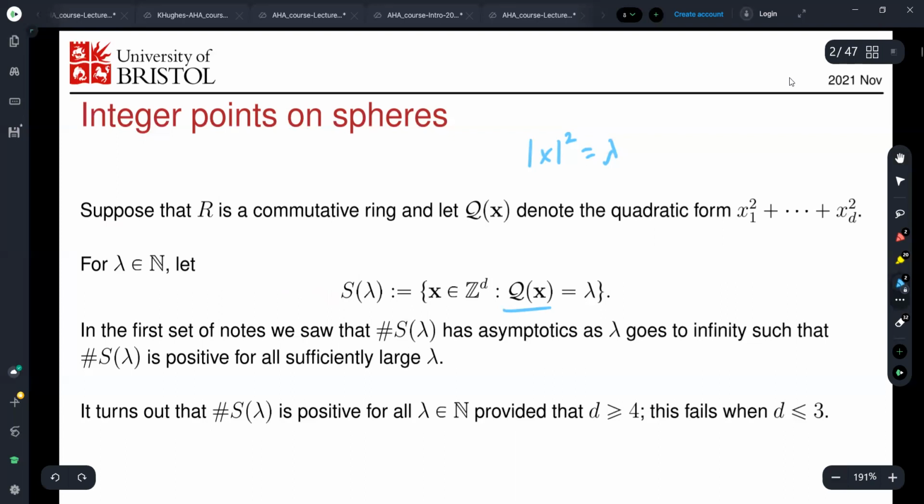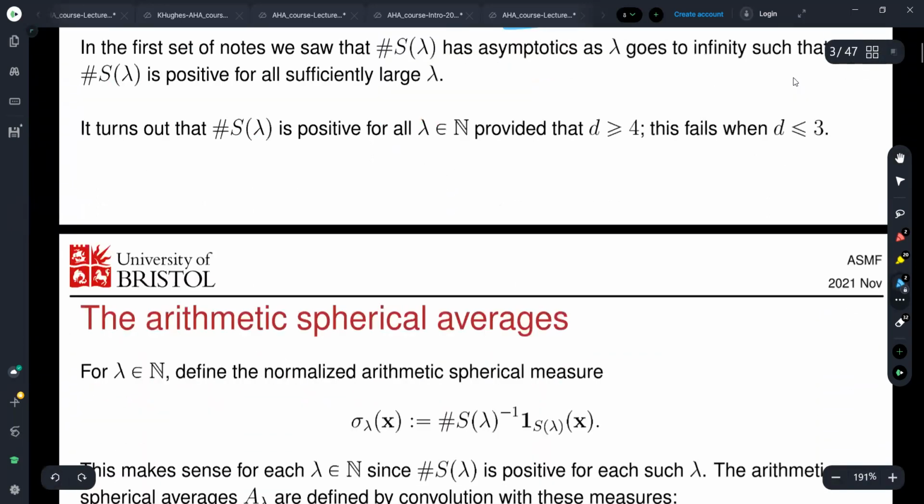And it's actually true that S of lambda is non-empty for every positive integer lambda whenever d is greater than or equal to 4. When d is less than or equal to 3, this isn't the case. The example we've seen before is taking lambda equal to 7, or whenever lambda is congruent to 7 mod 8, you don't have lattice points on spheres in three dimensions in R^3. So that's just some notation we'll be using.